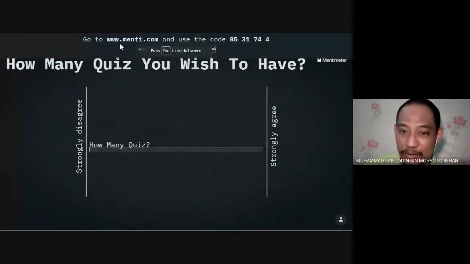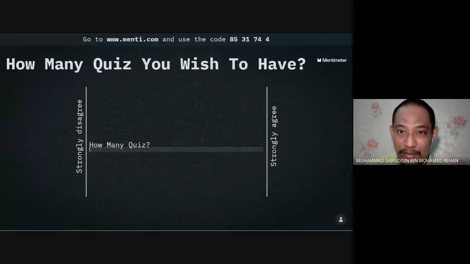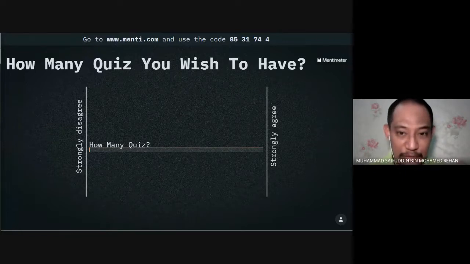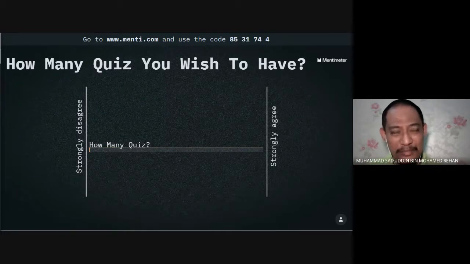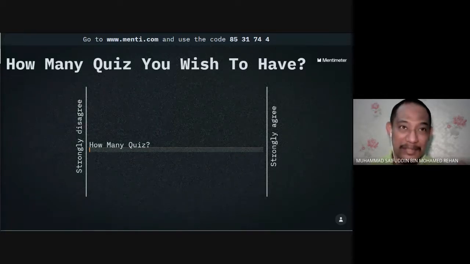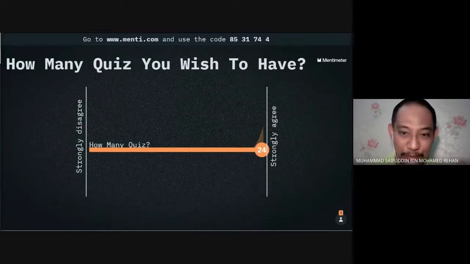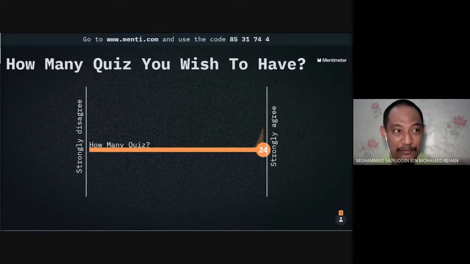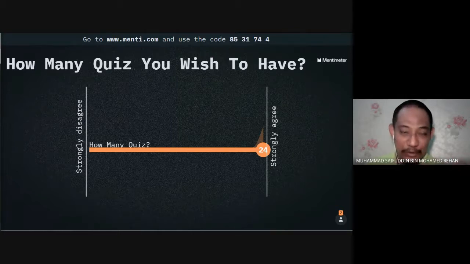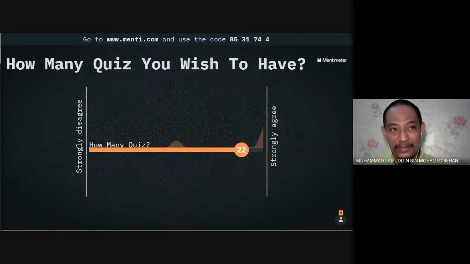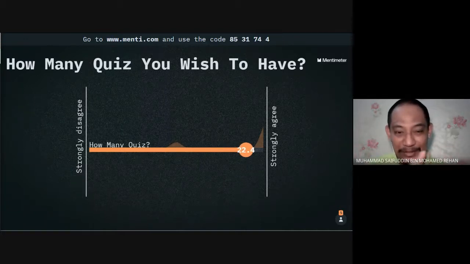So go to menti.com again, but with this on top of that, the code 8531744. I think the option is from 8 to 24 because last semester we actually did 24. 24 means almost every class you will have a quiz, and 8 means that it's only 8. So up to you. But even if you do 24, it's not compulsory to answer all. It's just the ones that you feel not confident about, or where you want more chances.